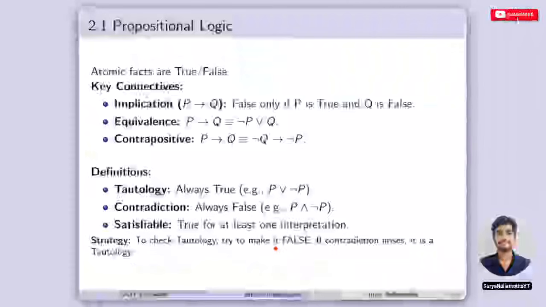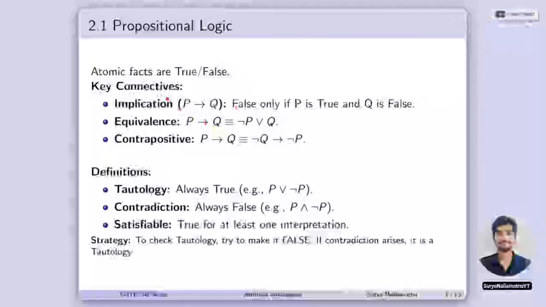Next, propositional logic. This will be very helpful. This is the implication symbol we have. This is the equivalence. Then this is the contrast we have. A tautology is nothing but always true. P or negation P is the tautology condition. And the contradiction condition means P and negation P. It is nothing but always false.